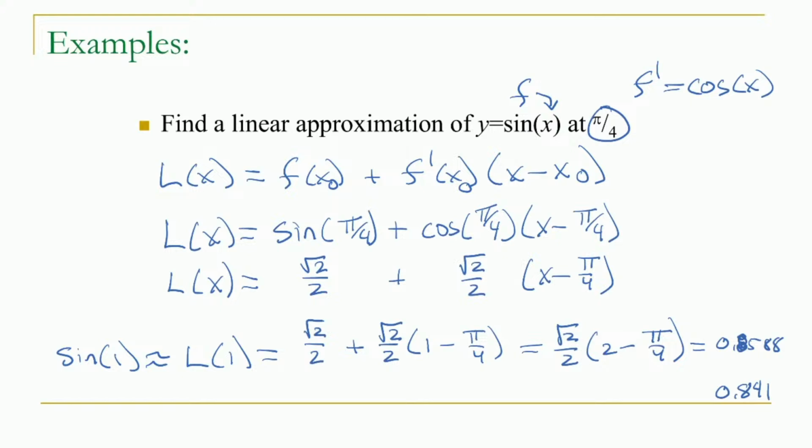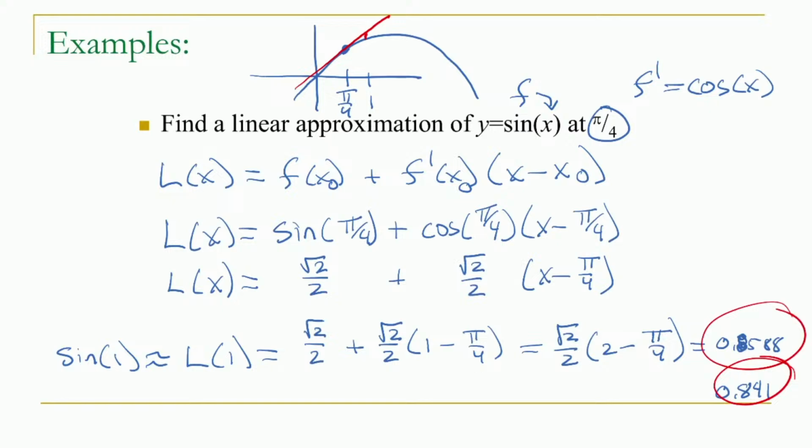Just a minute. What is pi over 4? That's my problem. Pi over 4 is 0.78. So I've moved pretty far away. So essentially what's happened here is I've got my graph of my sine. Here's pi over 4. Here's 1. And so my linear approximation is further away from the truth than I would like it to be, but you know, you take what you get. It's still pretty close, isn't it? 0.8588.